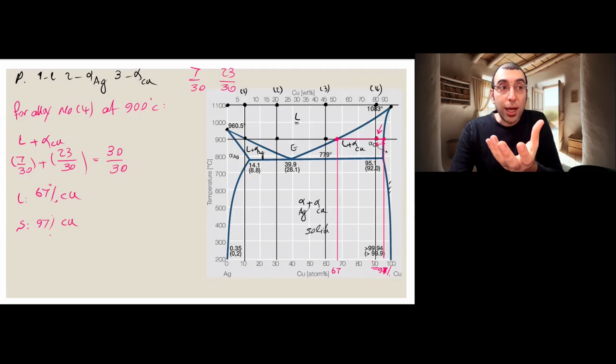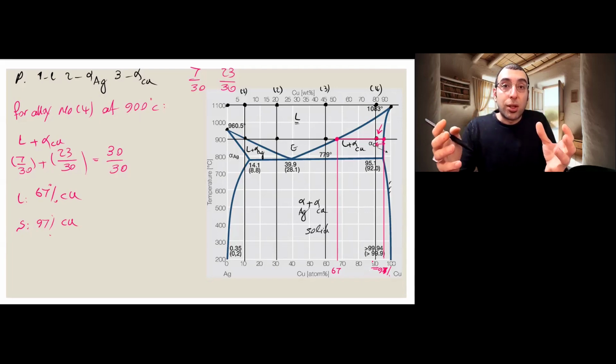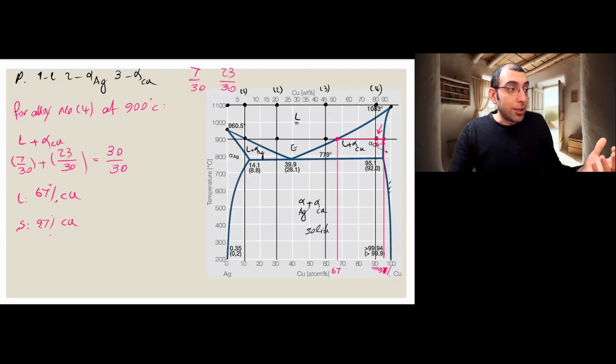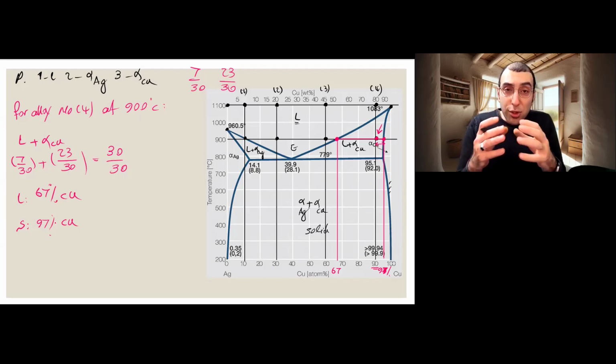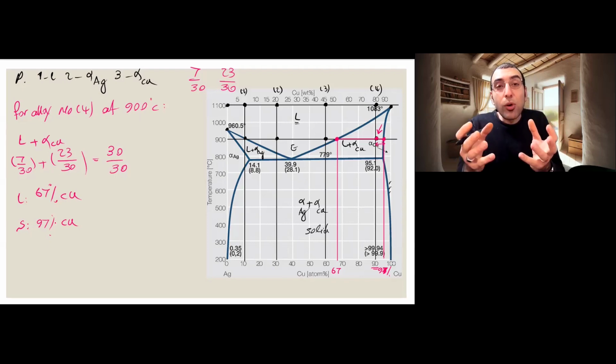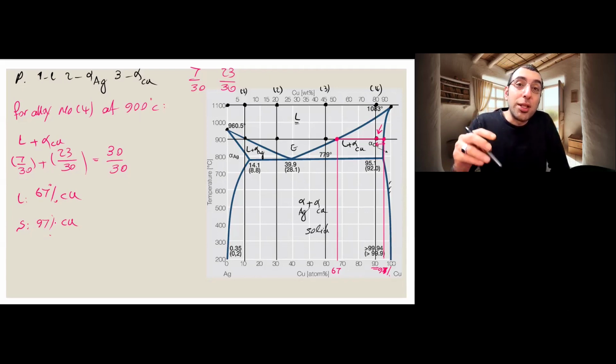When we cooled it down to 900 degrees, it turned into a two-phase mix, one part solid and liquid, with the majority of it being solid. But the amount of copper did not remain the same. The amount of copper, as our calculation shows, was 97% in solid and 67% in liquid. So your solid part in that melting pot was almost pure copper, almost. And your liquid, which was surrounding it, had much less copper in it.